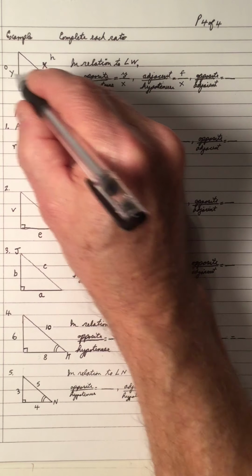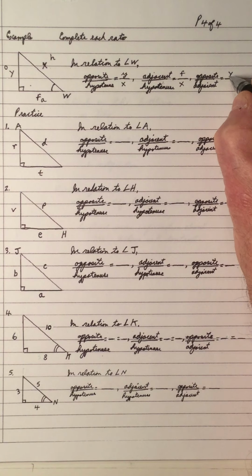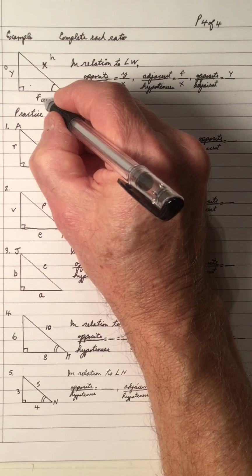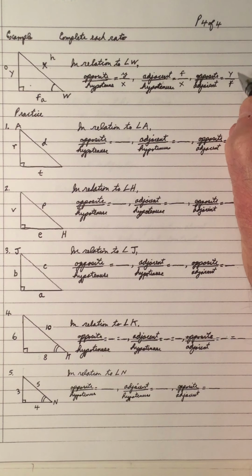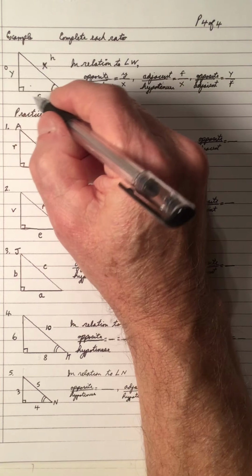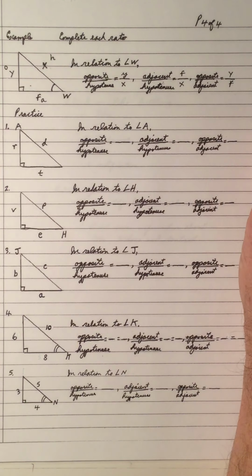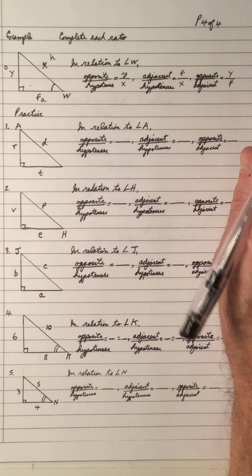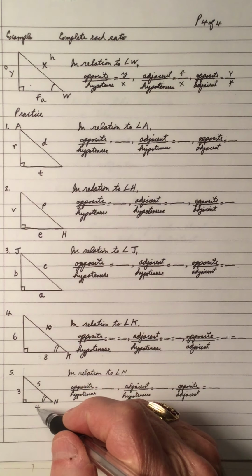Opposite is the Y, and the adjacent is the F. So by marking O, A, and H, you can fill in your ratios very easily. So, if that makes sense, let's practice on these 5.